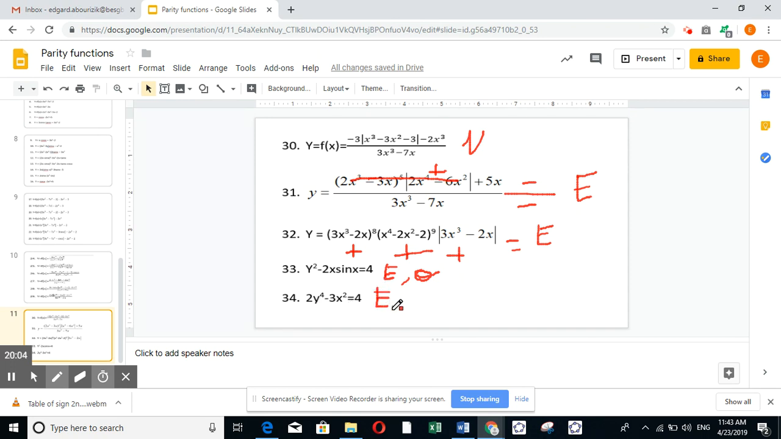Why? Because if I replace x by minus x, nothing will change because even. And even if I replace x by minus x and y by minus y, nothing will change. This is odd. But if you had y cube, only it will be even, but not odd. Because if you have, for example, 2y cube, minus 3x squared equal to 4. This is even. Why? Because if you replace x by minus x, nothing will change, so this is even. But if you replace x and y at the same time, here you're going to get minus 2y cube minus 3x squared equal to 4. So it's not odd, so here it's only even.